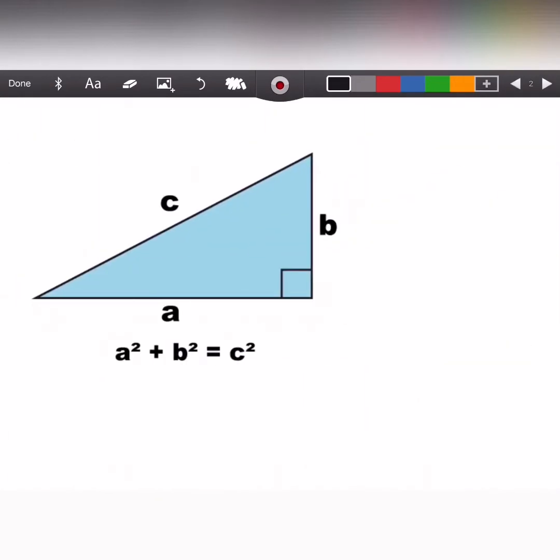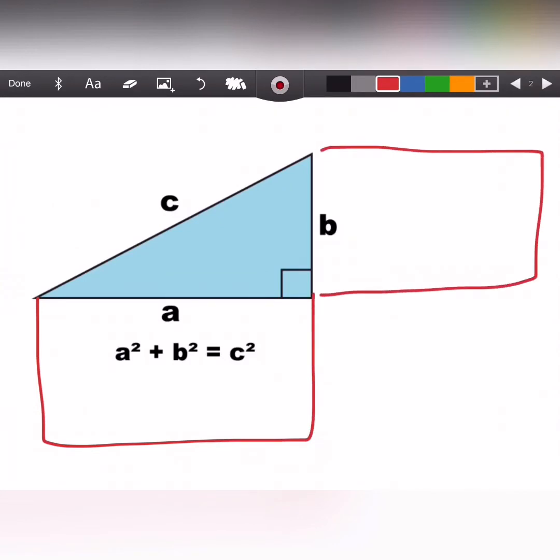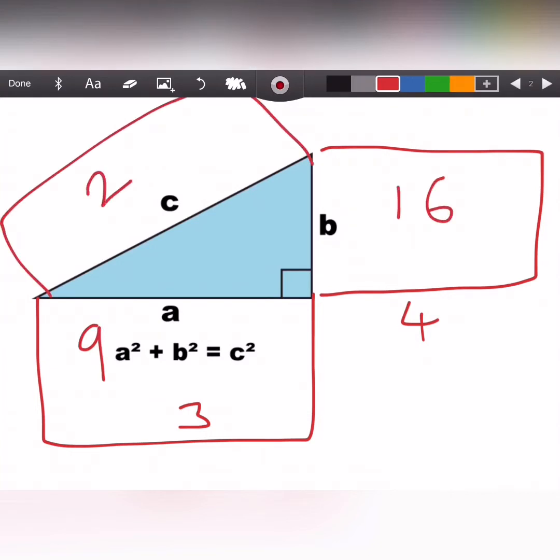a squared plus b squared equals c squared. So what it means is, if we draw a square, a very bad square, on that side and that side, so that was 3 and that was 4, the area is 9, the area is 16, then the area of that square would be 25. And that works for any number you can pick for these three sides.